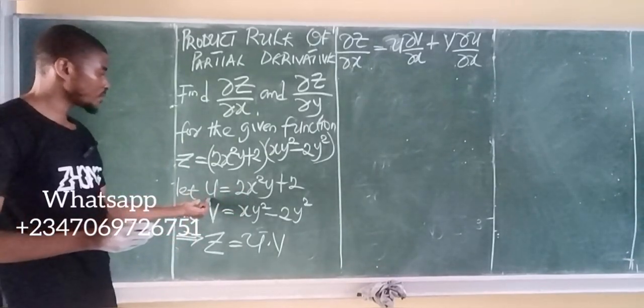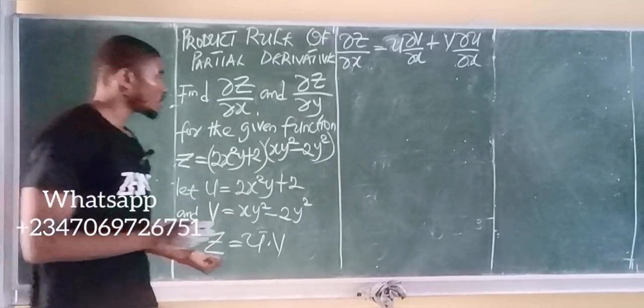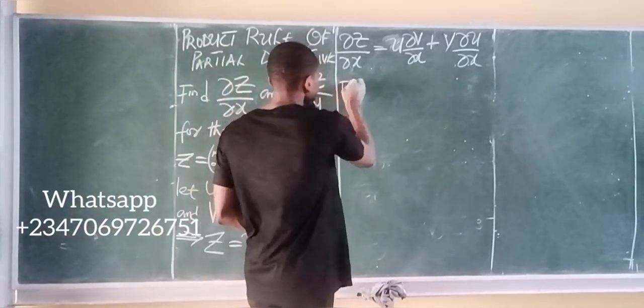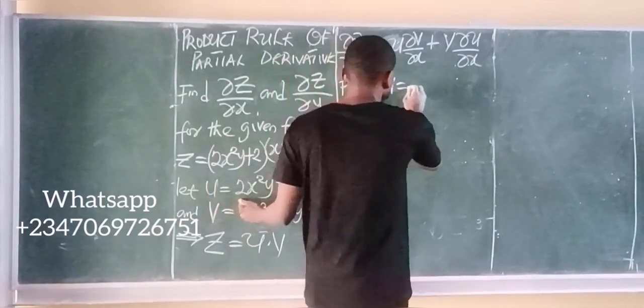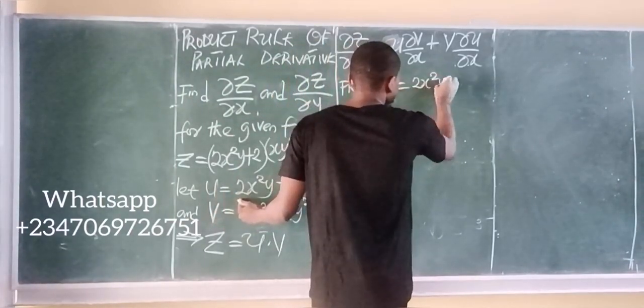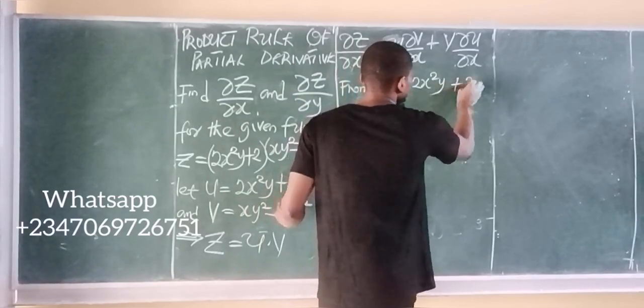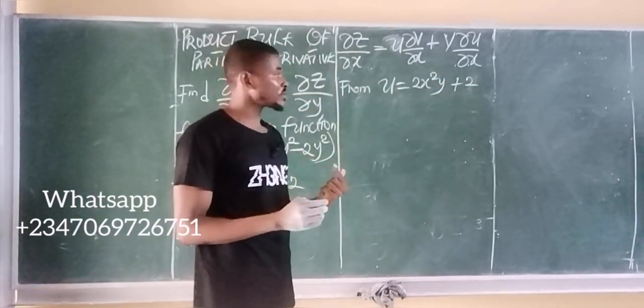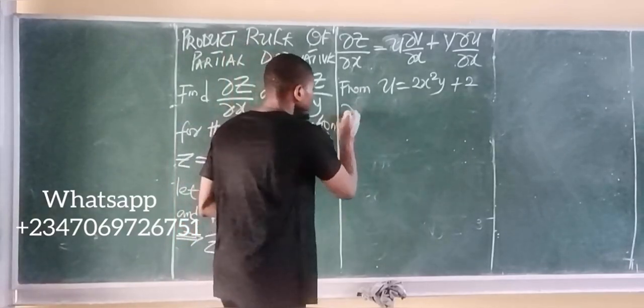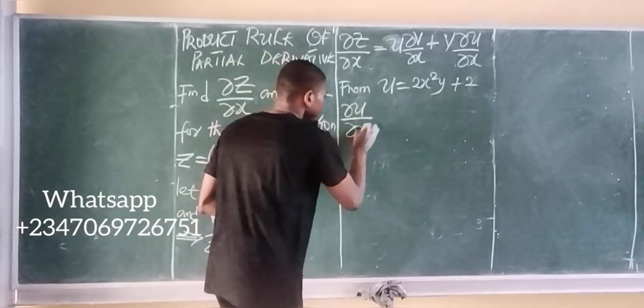Let's start from u. From u equal to, we have 2x squared y plus 2. So I need to only what? Differentiate u partially with respect to what? X. So partial u over partial x.